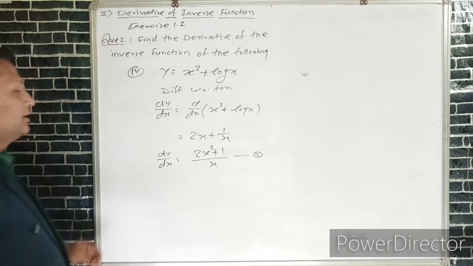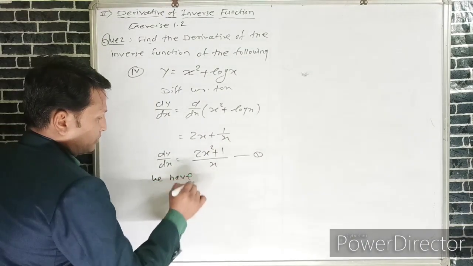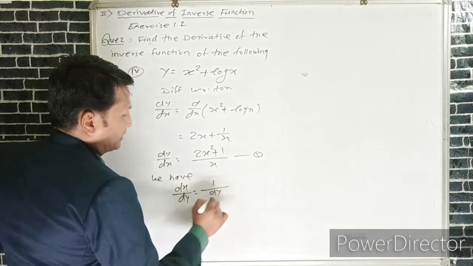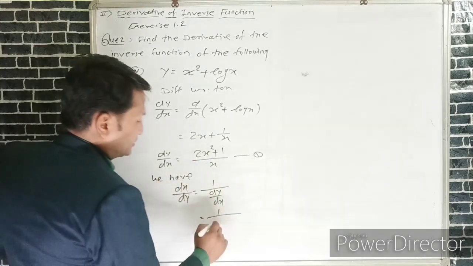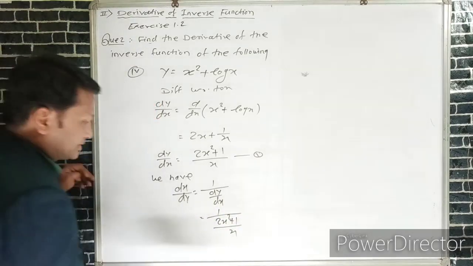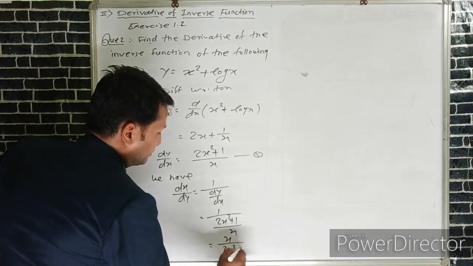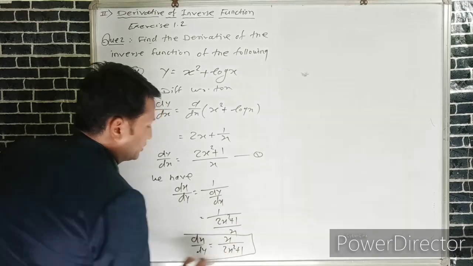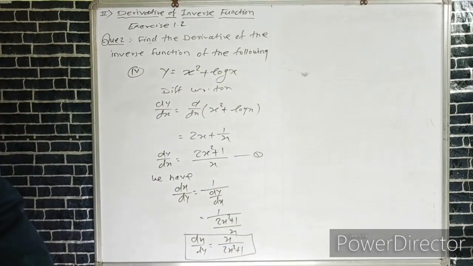But we have to find the derivative of this inverse function. Then we have dx upon dy is equals to 1 upon dy by dx. The value of dy by dx is 2x plus 1 upon x. Hence, dx upon dy is x upon 2x square plus 1, which is the required derivative of the inverse function of y is equals to x square plus log of x.